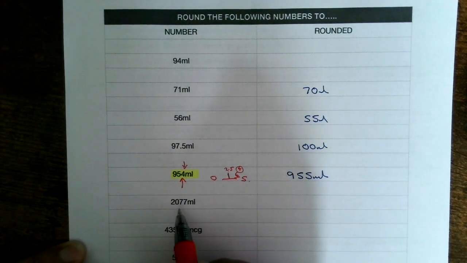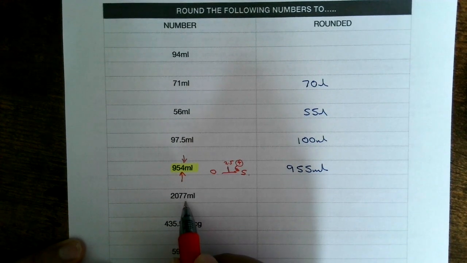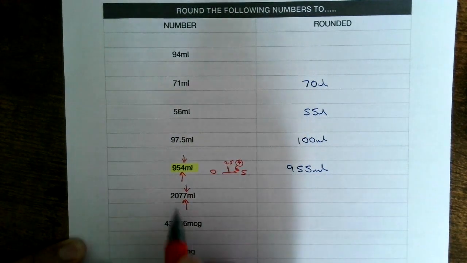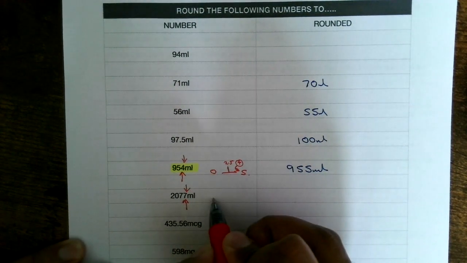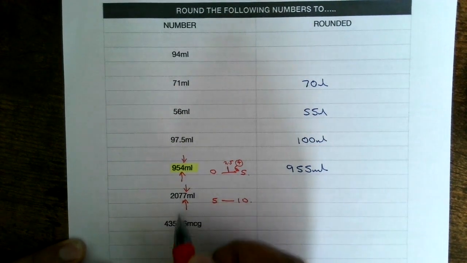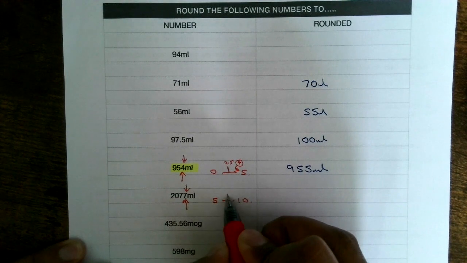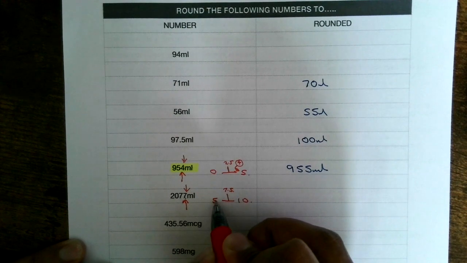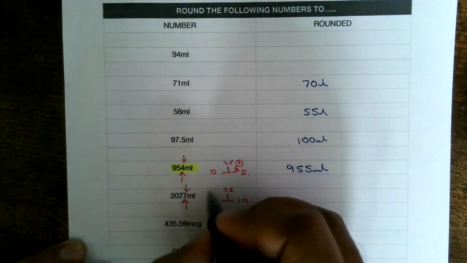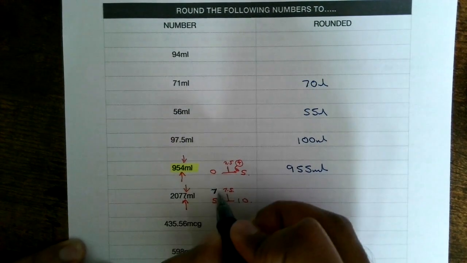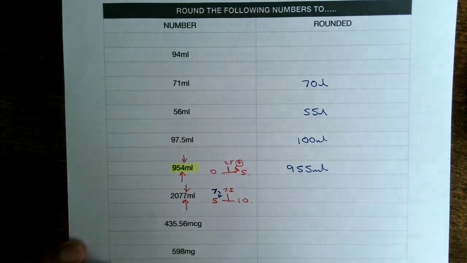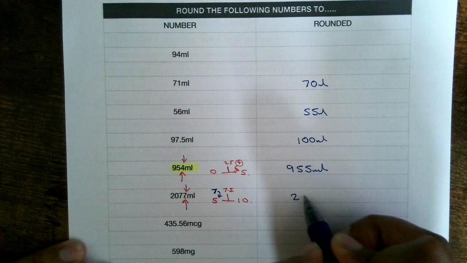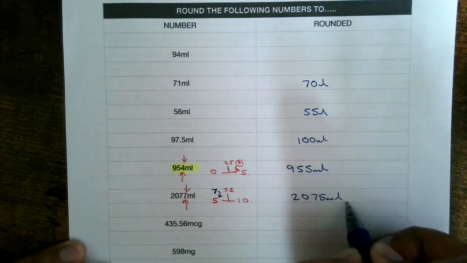Now let's take a look at the next one. So we've got 2077 milliliters. So again, rounding to the nearest 5, you should be looking at this number here, which is in the units place, and you need to say to yourself that in the range of 5 to 10, where does 7 lie? Well, your midpoint between 5 and 10, your deciding point, is 7.5. So 7 falls between 5 and 7.5 over here. So you're going to round it down to the 5. That's the closest 5 to the number 7. So your answer is going to become 2075 milliliters.